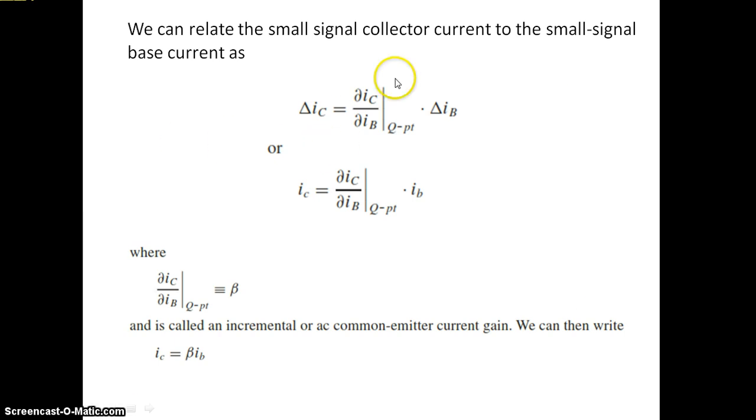Okay. So del IC equal to dou IC by dou IB del IB. IC equal to dou IC by dou IB into IB. But we know dou IC by dou IB equal to beta, that is, beta means the common emitter current gain. So IC equal to beta IB.